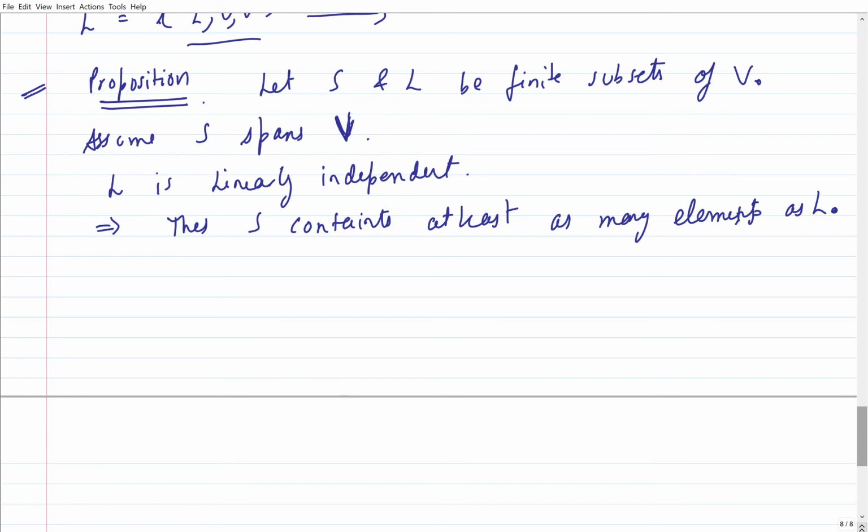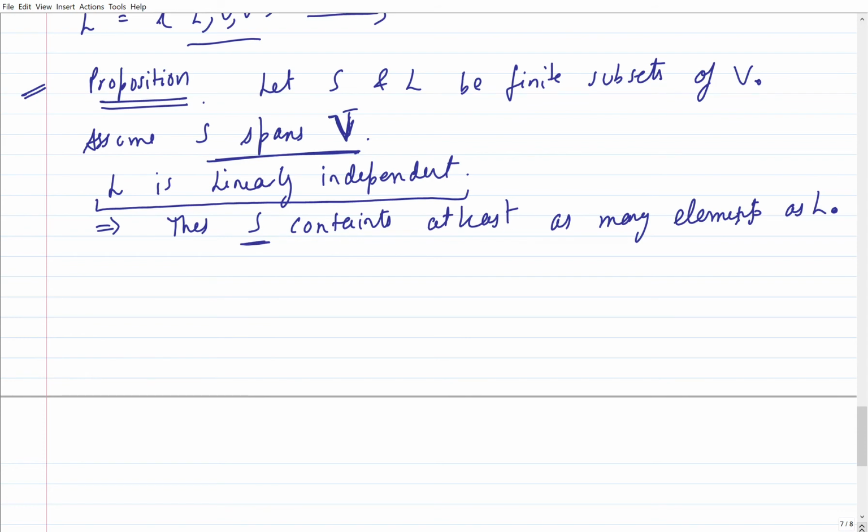So that's the idea. And so how do we go about showing it? I have a set S, let me repeat it, that spans V. It need not be linearly independent. And I have a set L that is linearly independent, but that need not span the vector space V. I need to show that the set S contains at least as many elements as L does.